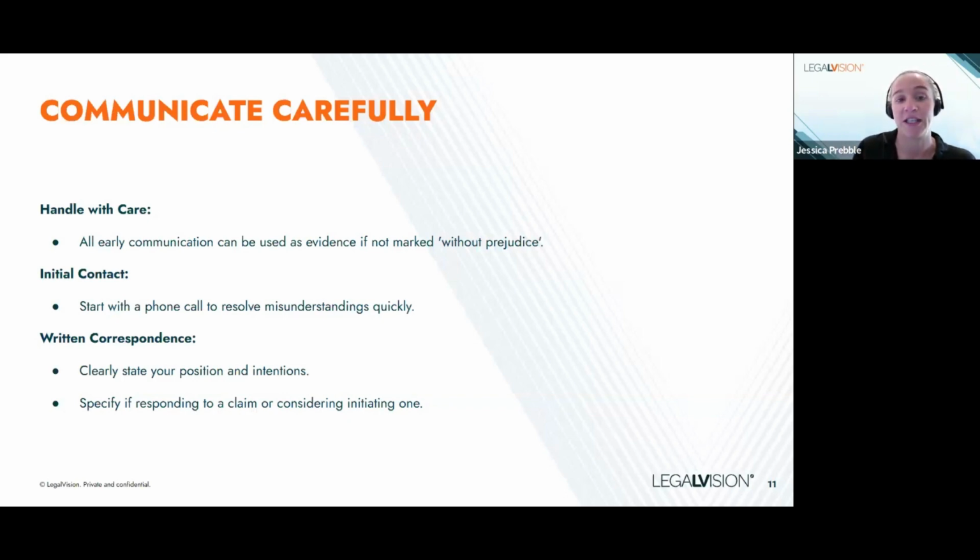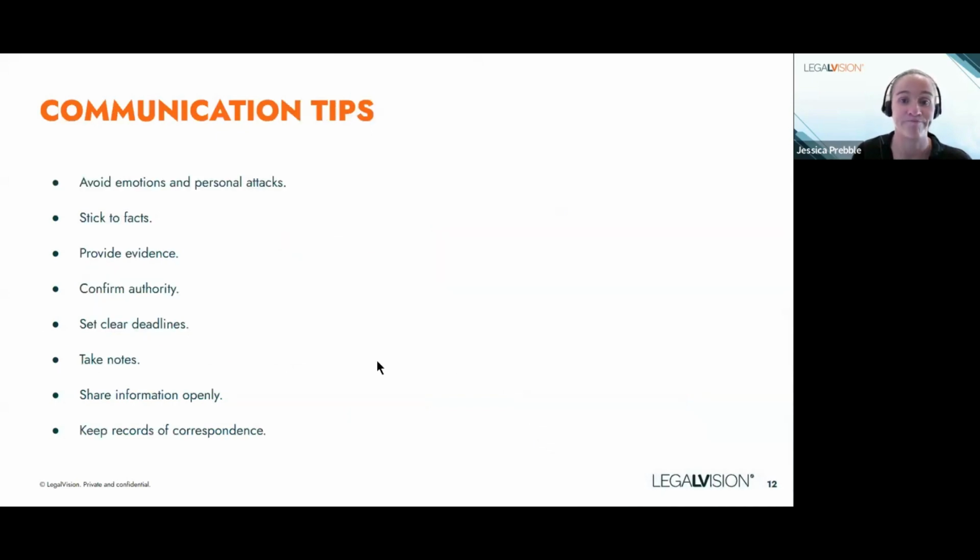Now, communication tips. We've listed a few tips on this slide, which should be fairly self-explanatory when it comes to communicating with the other side, but we do recommend avoiding emotional or inflammatory language or any personal attacks, setting out the factual matters clearly, attaching any relevant evidence. These could be bank statements or invoices, checking the correct person you should be dealing with, and confirm they have the authority to act on behalf of their business.